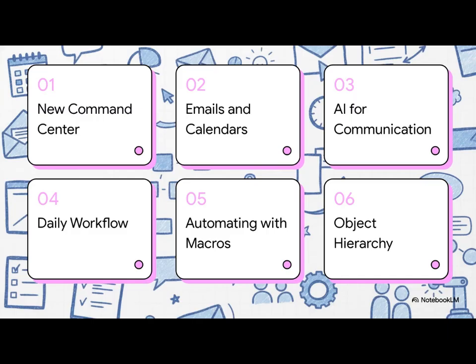Okay, let's dive into this. Here's our day-in-the-life bootcamp agenda for today. We'll start with your new command center, then managing emails and calendars, moving into AI for faster communication, organizing your daily workflow, automating with simple macros, and finally wrapping up with the Outlook object hierarchy.